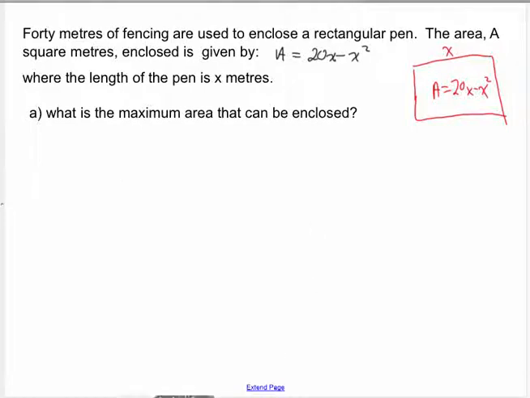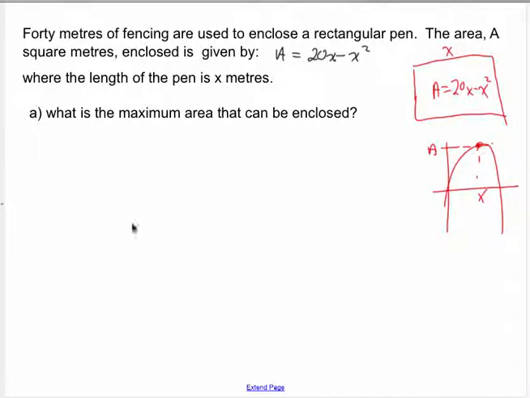Well, first of all, this is a quadratic, so we know that if we were to graph it, we're going to get something that looks like this, and I know that because my x squared has a negative coefficient, so I know it opens down. So what's the maximum area that can be enclosed? What's the maximum area going to be given a specific dimension for x?